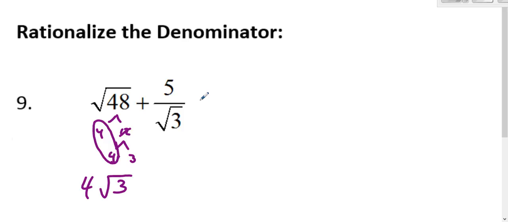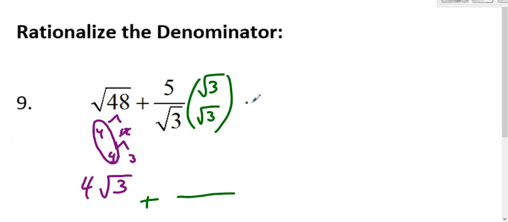And then we have 5 over the square root of 3. We need to rationalize that denominator. So we will do that by making this be, since that's a square root, make it be a perfect square. So we'll multiply by another 3, square root of 3, so that way we get 9 in the radicand. And then square root of 9, of course, is 3. And then the numerator, we have 5 times the square root of 3.